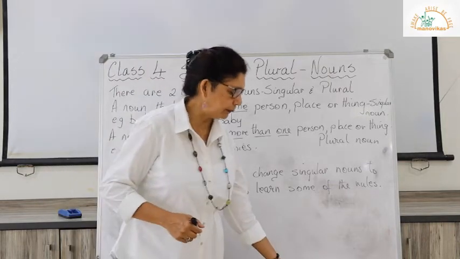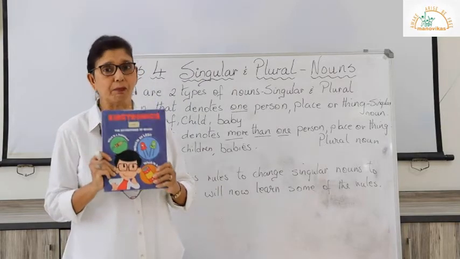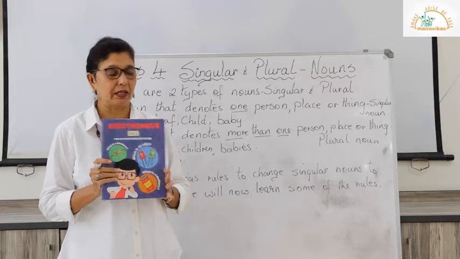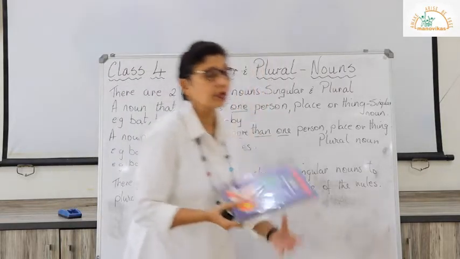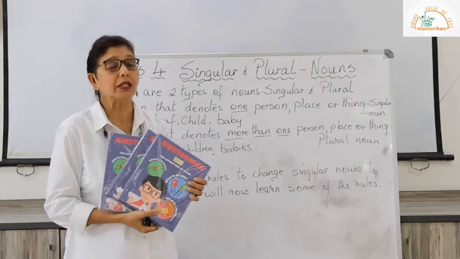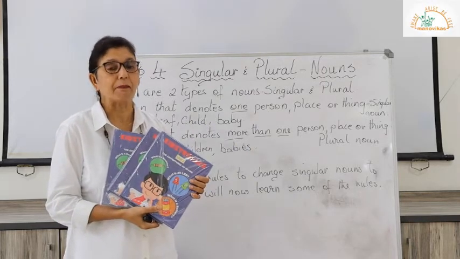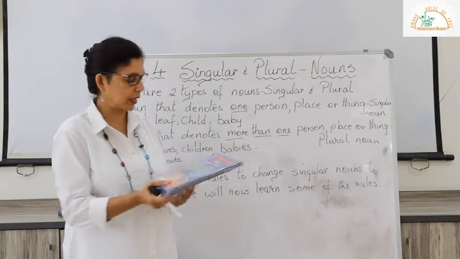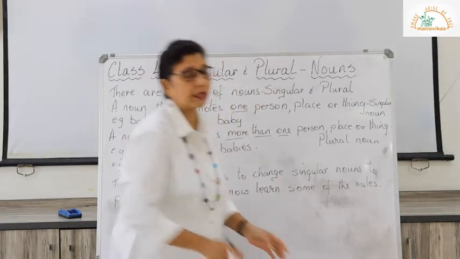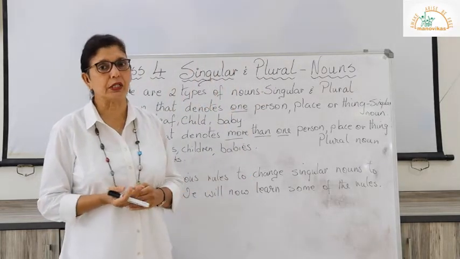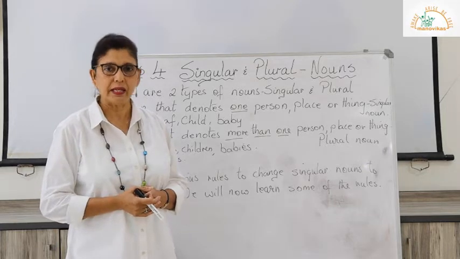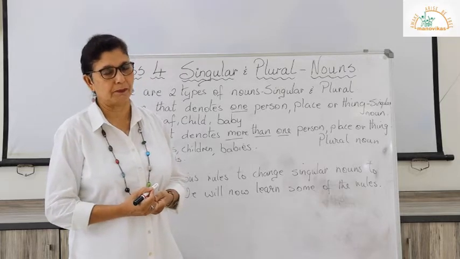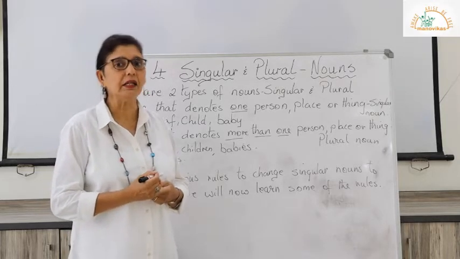I'll just give you an example. Here I have one book. What is it? I have one book. Now here I have 3 books. How many books? 3 books. So I made the plural of book into books by adding an S. Okay? So to make a noun from singular to plural, there are various rules. Yes, there are various rules to make a singular noun into plural. So now let's go ahead and see the rules.